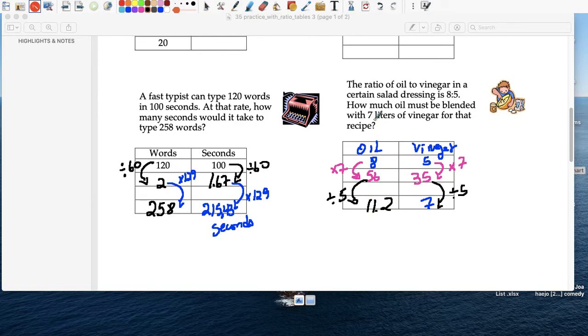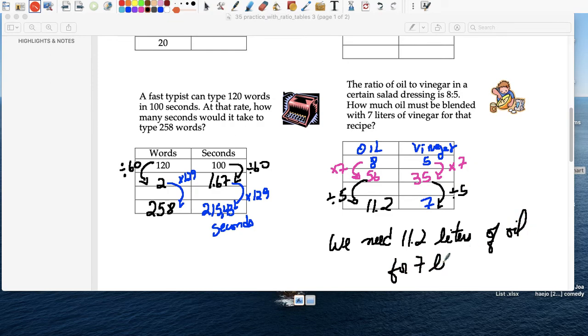So when we're using 7 liters of vinegar, we need 11.2 liters of oil for 7 liters of vinegar. Okay. So the last two, I apologize for those last 2 questions, but I'll give you different ones or better numbers tomorrow. Okay, but that's it. That was your homework.